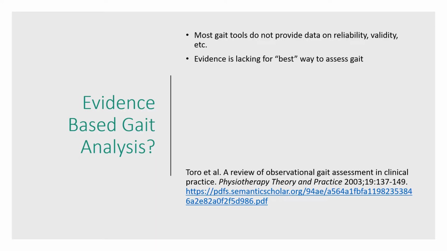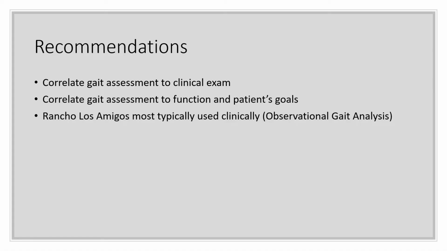Evidence-based gait analysis. There are a lot of different gait tools out there that do not provide data on reliability, validity, etc. Evidence really is lacking for the best way to assess gait. The best recommendations that have been found are making sure to correlate the gait assessment to your clinical exam. Make sure also to correlate that gait assessment to the function and the patient's own goals. And then using some sort of structured assessment. The observational gait analysis, or Rancho Los Amigos, is most typically used clinically.